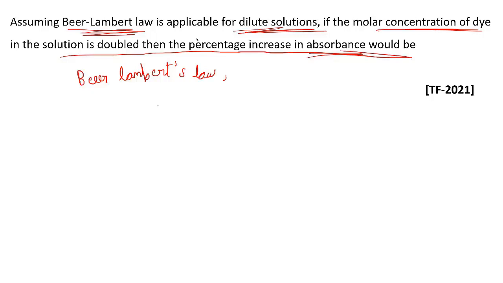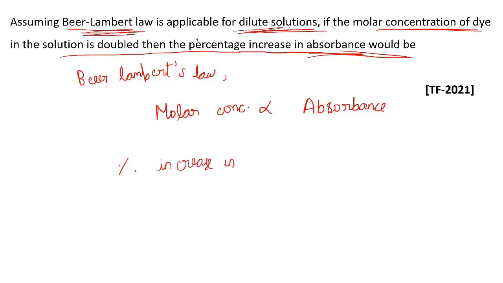that molar concentration is directly proportional to the absorbance. So if the molar concentration is doubled in the second case, then the absorbance would also be doubled. So the percentage increase in absorbance would be absorbance of second minus absorbance of first. Assume it to be x, it is double, 2x minus x, upon the original, x, final minus initial upon initial into 100.